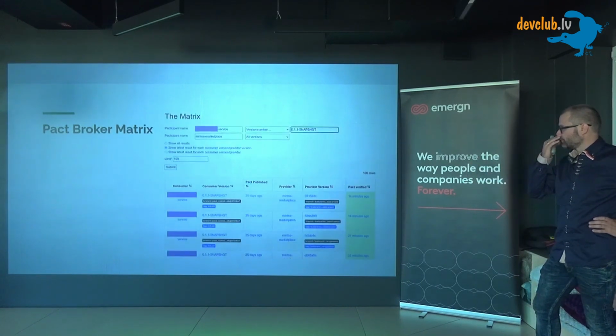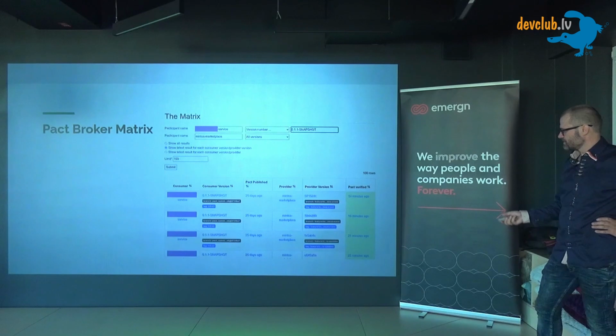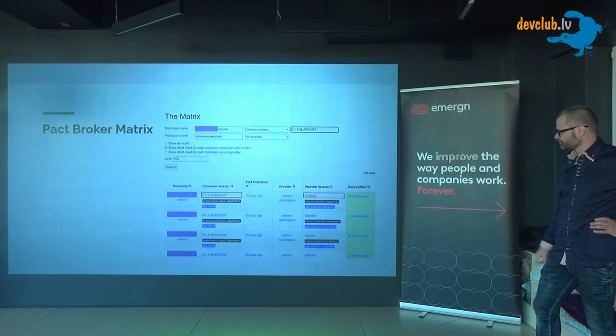So when you open the matrix, here you can query different consumer versions and provider versions, see when they are verified. If you click on the verification data, you can see the verification result. So in our case, here is the consumer version that is currently verified against this provider version.